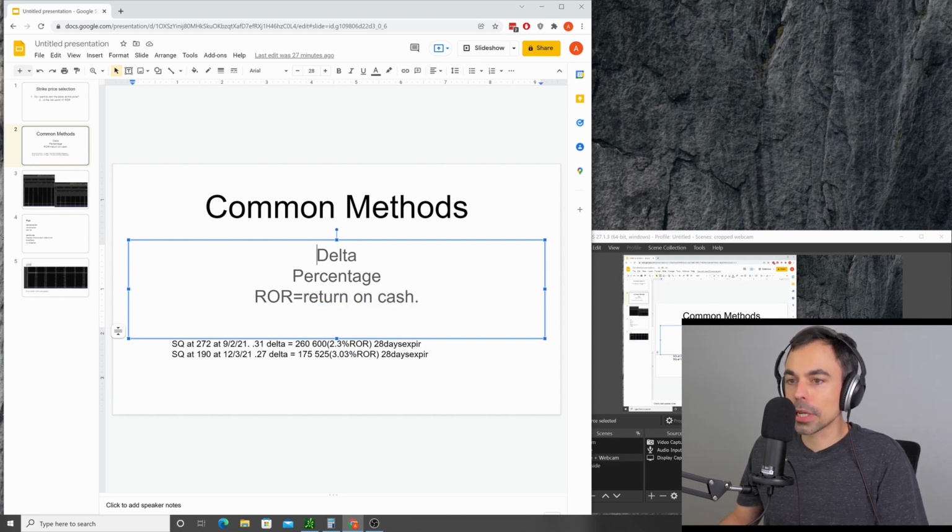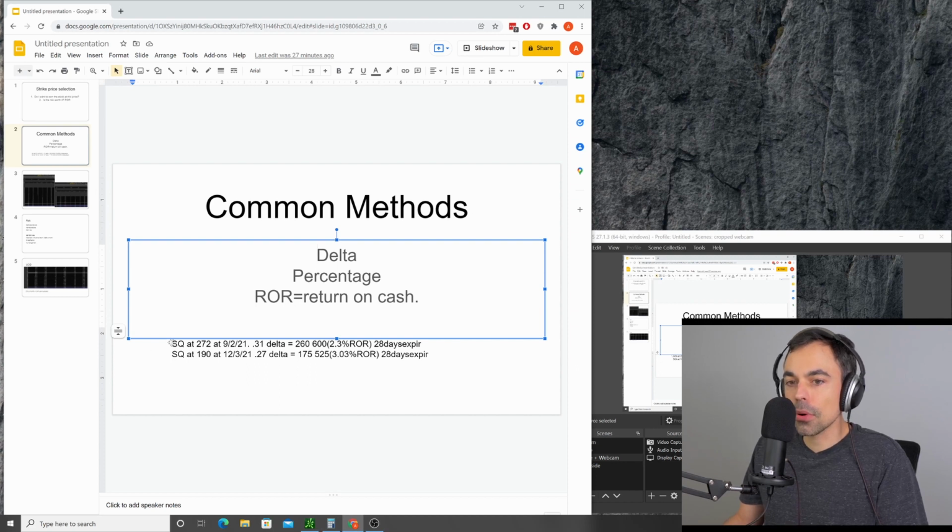So first one, delta. This is probably the most common. Commonly I see they aim for the 30 delta. The reason why I don't go only off of delta is it doesn't take into account implied volatility, which can really drastically affect the return that you would get, even though the deltas would be the same.